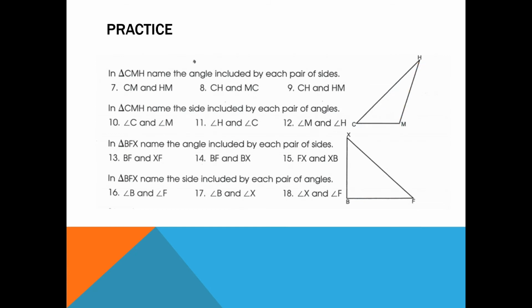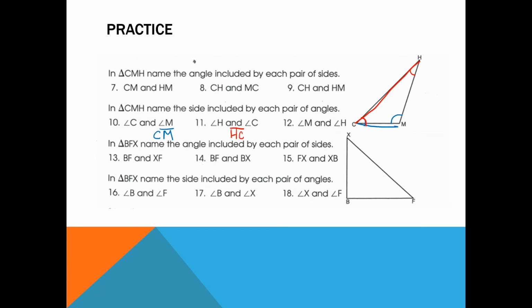If I look at number 10, and I look at the same triangle, triangle CMH, I want to name the side that is included by each pair of angles. So I know that if I have angle C and angle M, well, the side that is included is just segment CM. And if I want to look at angle H and angle C, well, angle H is here, angle C is here, and I know that my segment is going to be HC or CH.